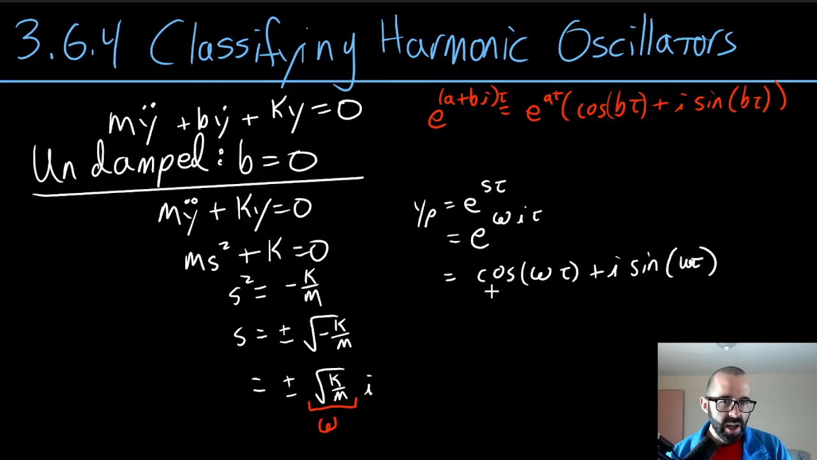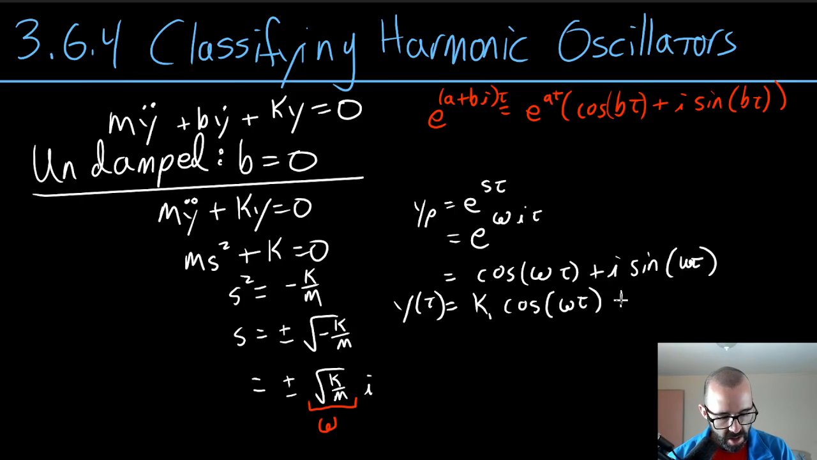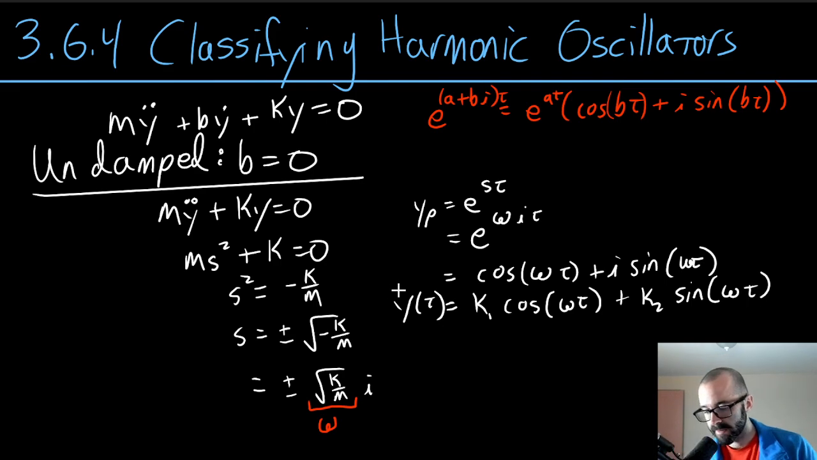And then similarly, we have 2 solutions. So we can find our general solution by looking at a linear combination of those 2 solutions, and we'll get k1 cosine of omega t plus k2 sine of omega t, all stuff that we did earlier in the section and earlier in this chapter. That would be our general solution here.